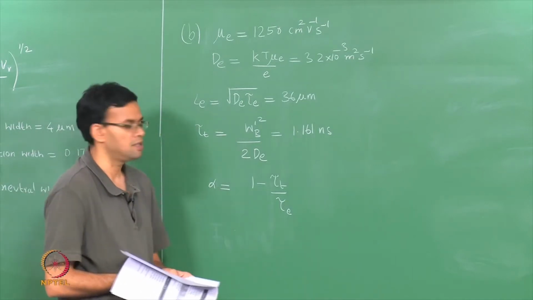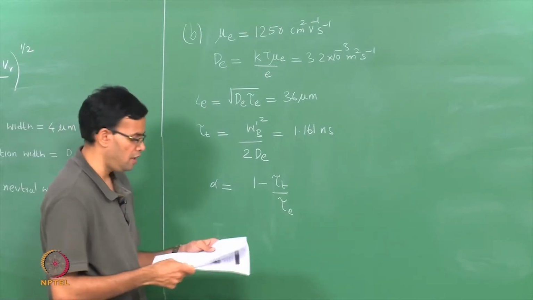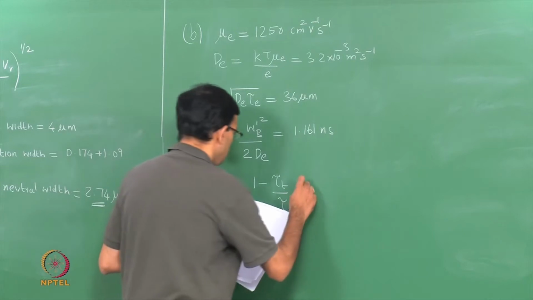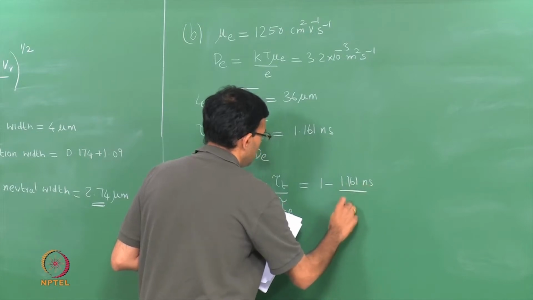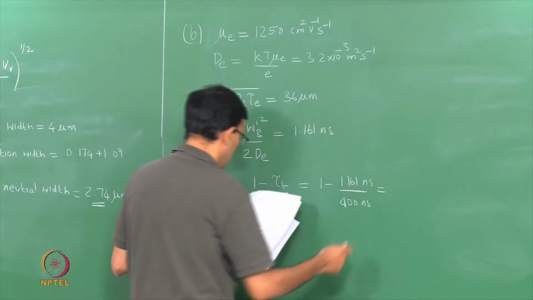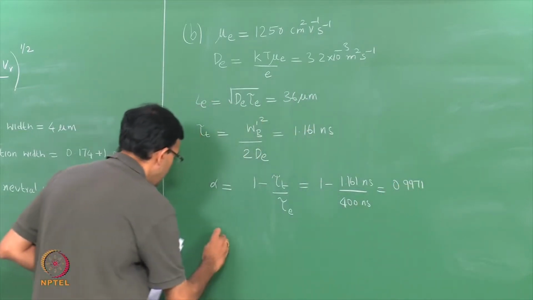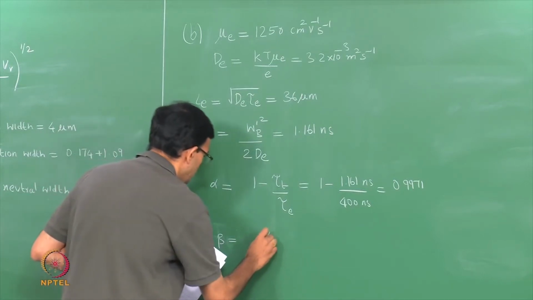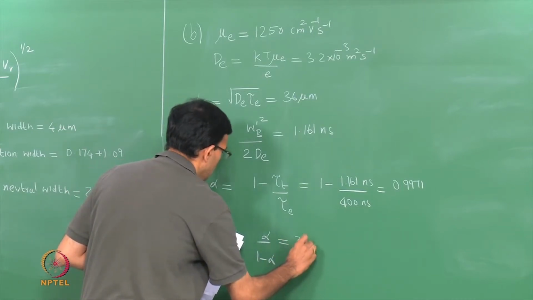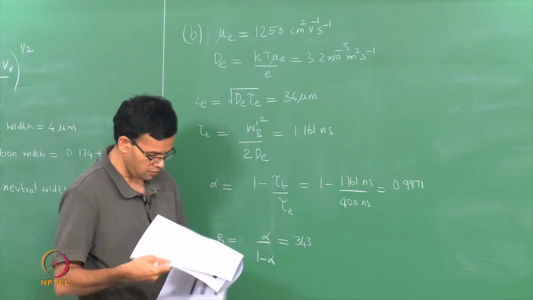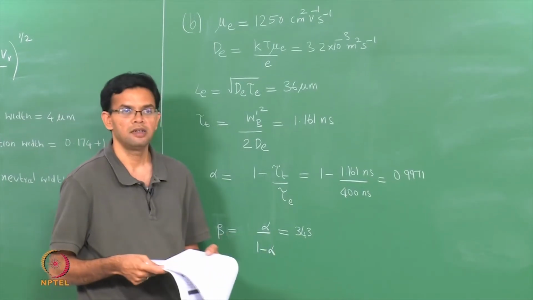Alpha is then 1 minus tau t over tau e. So, tau t is the transit time, tau e is the lifetime of the electron in the minority in the base region. So, this is nothing but 1.161 nanoseconds by 400 nanoseconds, which is equal to 0.9971. So, beta, which is your current gain, is nothing but alpha over 1 minus alpha, which is equal to 343.